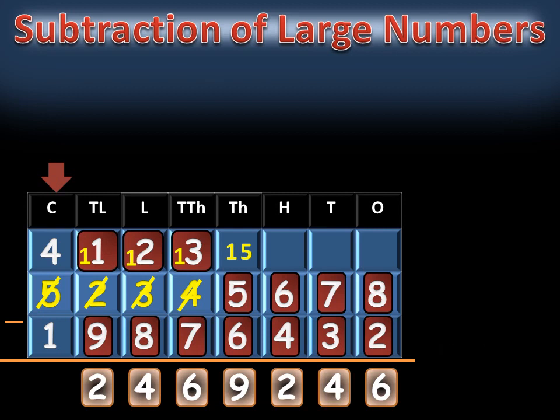Step 8. Now subtract the digit of the crore place. 4 minus 1 is equal to 3. So 3 will be written in the crore place. So the answer to our question is 3 crore 24,69,246. Hopefully you have a better idea of how large number subtraction works.